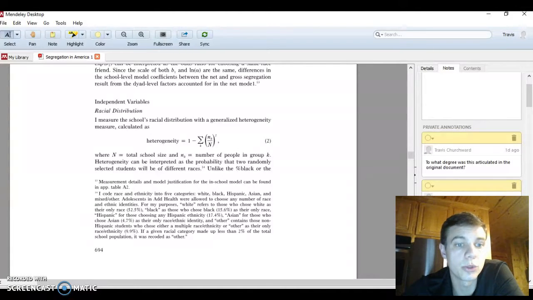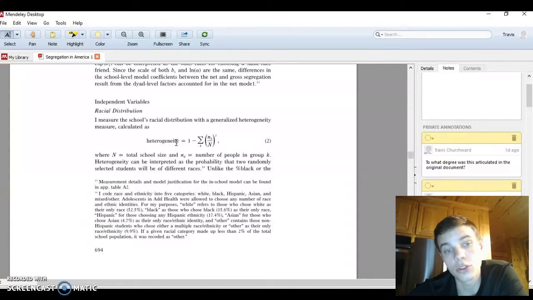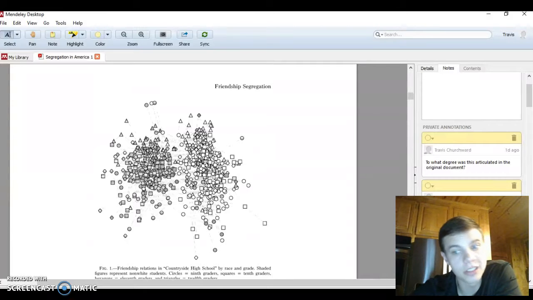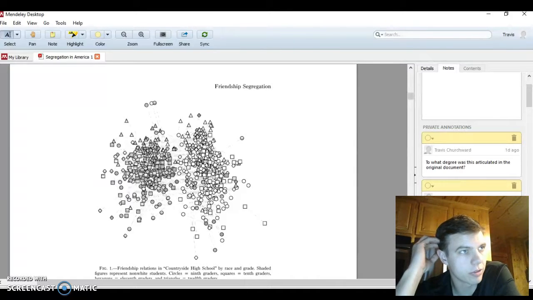Finally, their independent variable was racial distribution as determined by heterogeneity. Looking at the function here, basically a heterogeneity score close to 1 is like a very integrated school, and a heterogeneity score close to 0 is a very segregated school. So they did a lot of matrices analysis that they presented their results in data tables, but they did 2 of these diagrams to just help make sense of what they were doing.